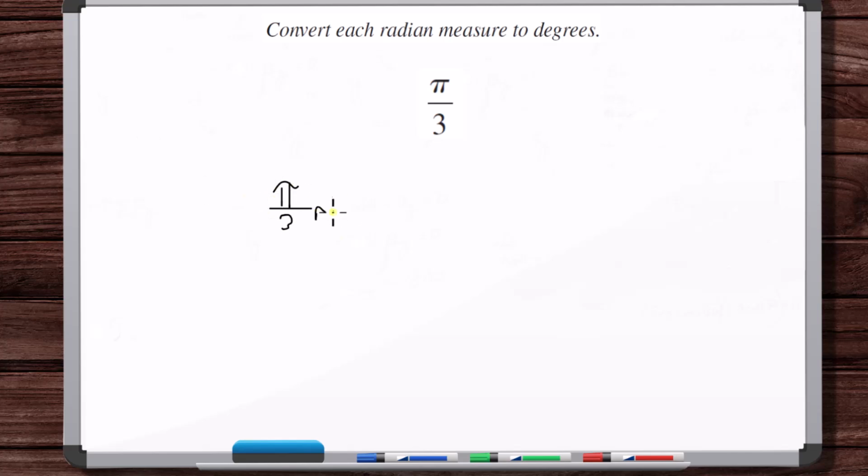Pi over 3 radians, okay? There's 180 degrees. Now you put degrees up top because you want the units to cancel for every pi radian. Those cancel and you're left with degrees. That's what you're looking for. So just do, you get pi's cancel. 180 divided by 3 is 60 degrees. Now you have to put degrees.